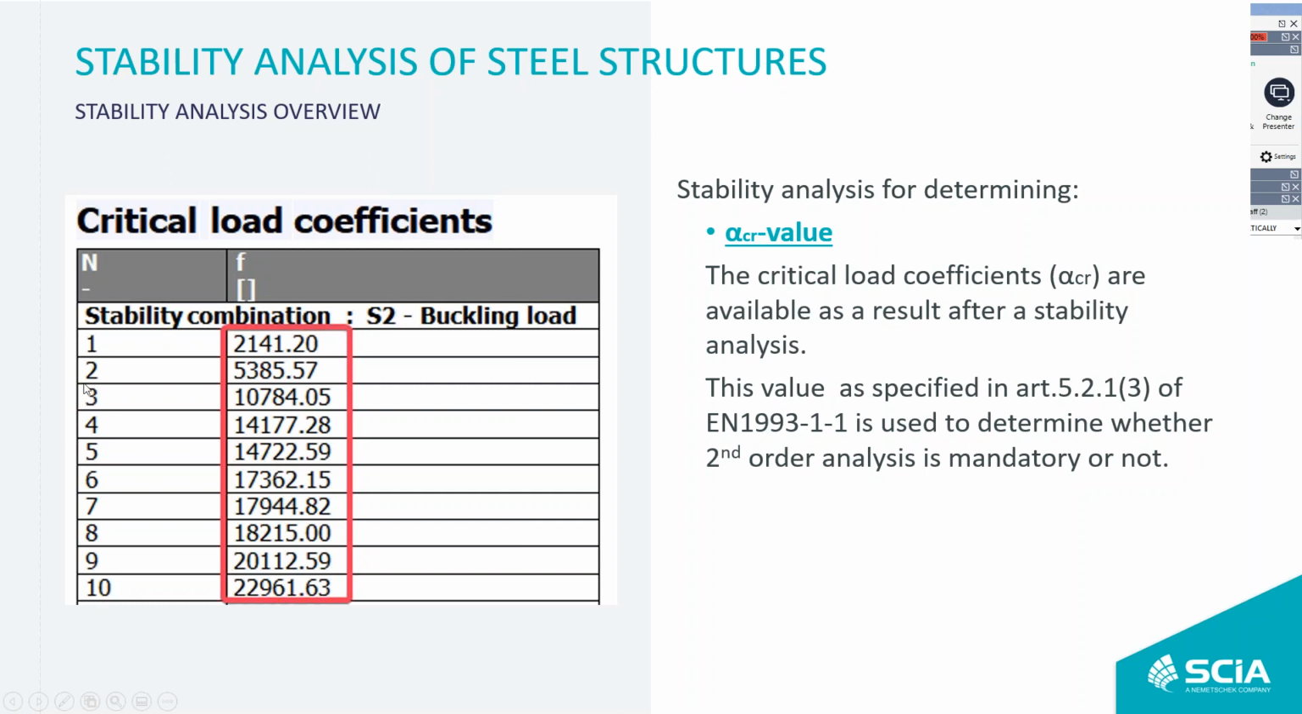And in this case, we've determined 10 eigenmodes with their corresponding buckling shapes. So the first buckling shape occurs at this alpha critical value, the second one at this one, and so on. It's also specified in the Eurocode, and it's also something very important when the user wants to know if he or she is obliged to execute a second order analysis or not.